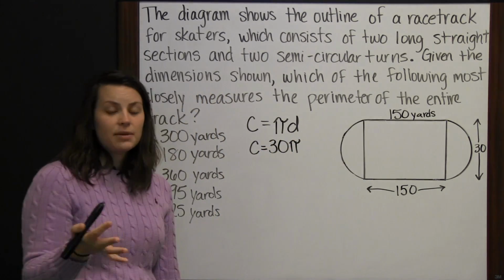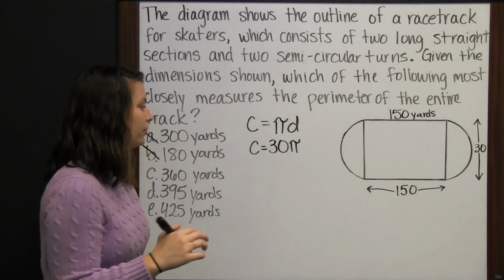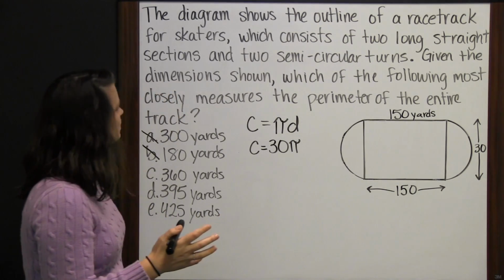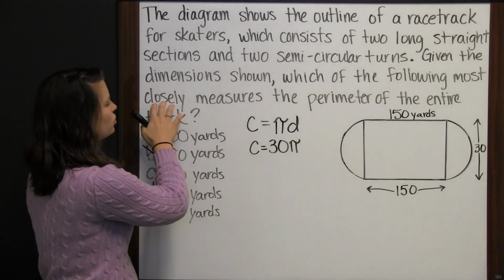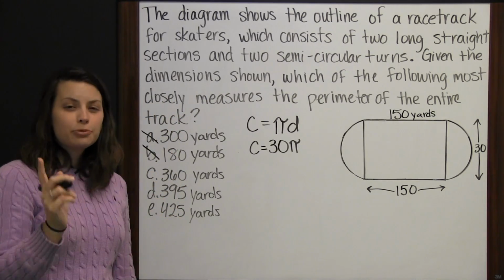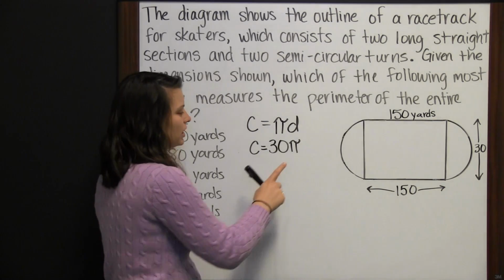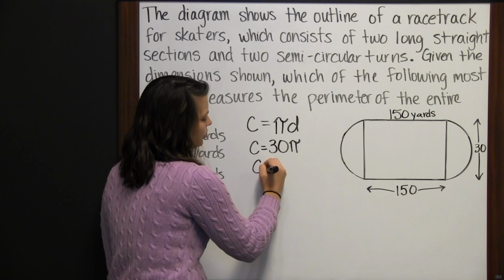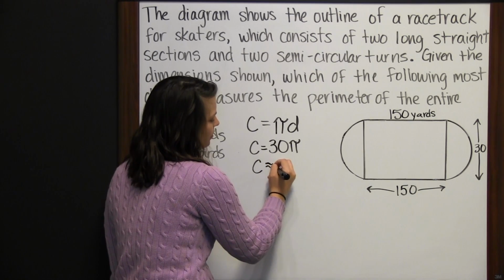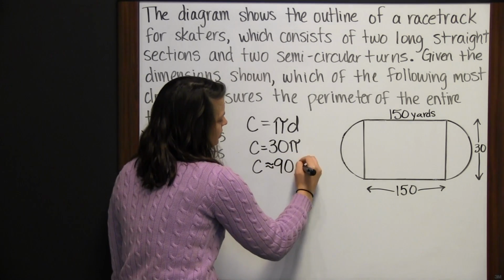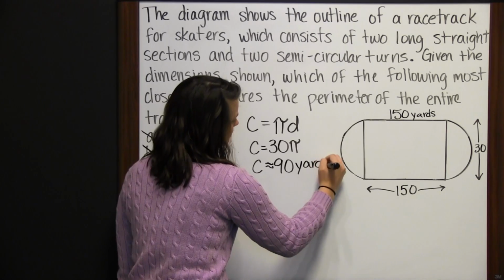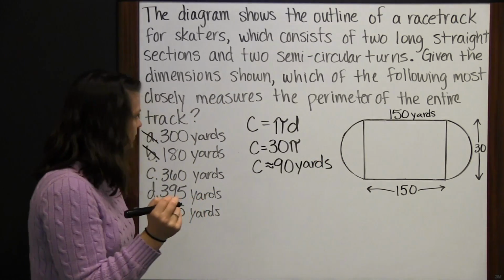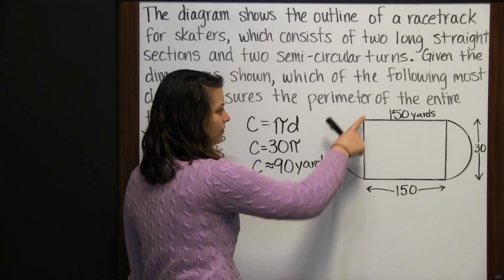And pi is about 3. It's actually a little over 3. But since they said most closely measures, we'd probably be okay just using 3 for pi. So our circumference is about 90 yards. Plus, we have these straight sides.